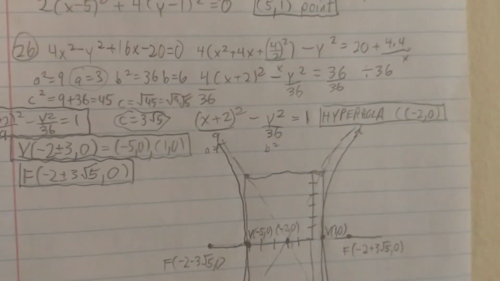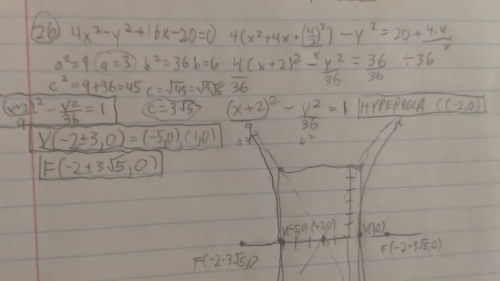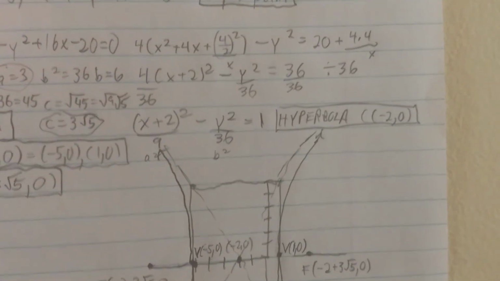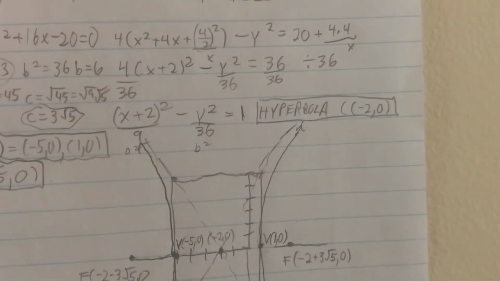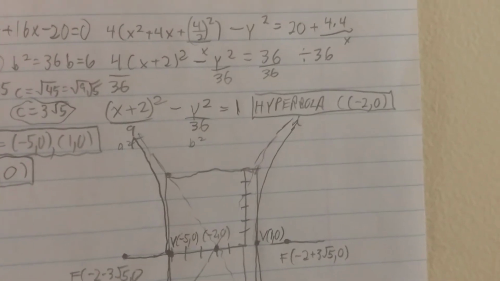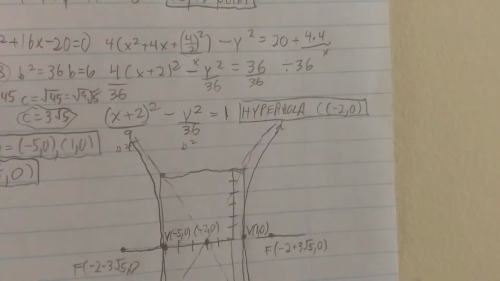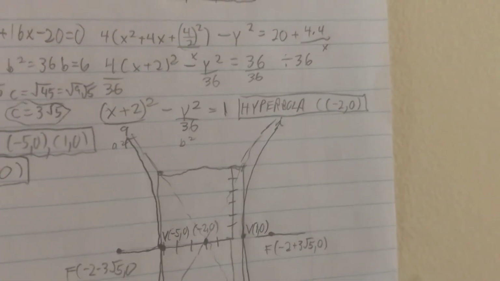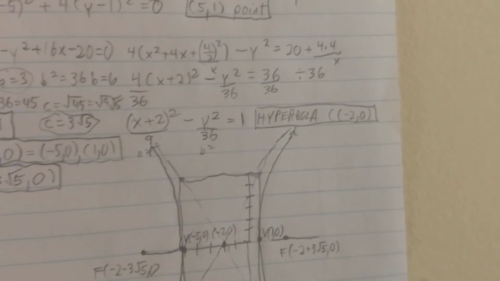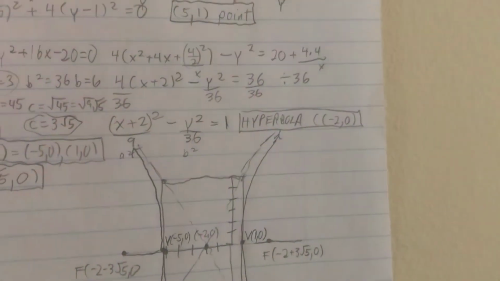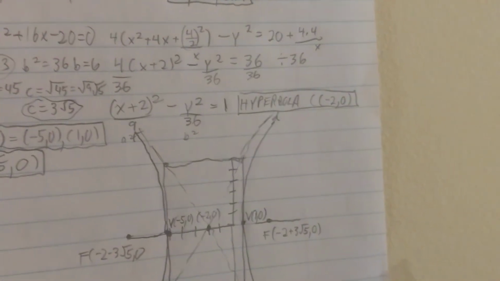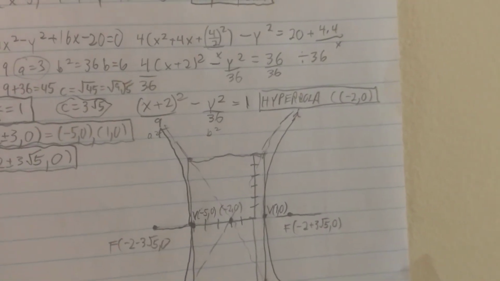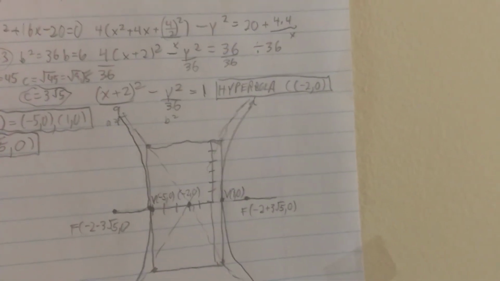Now for 26, we have a 4x squared minus y squared. That tells us hyperbola, plus 16x minus 20. So completing the square for x squared, we have 4 parentheses x squared plus 4x plus 4 over 2 squared, 4. But to complete the square, that adds in a 4 times 4, or 16 on the right side. And then the left side is the minus y squared equals 20 plus the 16, or 36. So now, having completed the square for x squared, we have 4 times x plus 2 squared minus y squared equals 36.